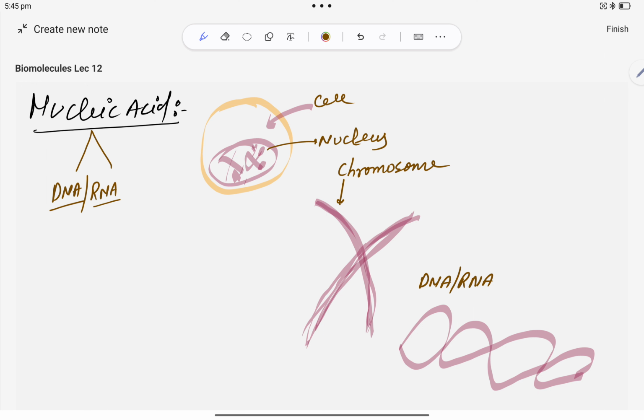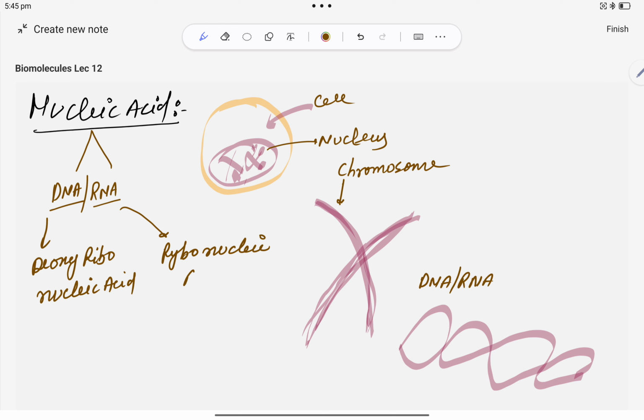Full form of DNA and RNA: deoxyribonucleic acid, and RNA, ribonucleic acid. This is the full form of DNA and RNA. So it's a kind of small information. Basically, we'll talk about the nucleic acid this time.